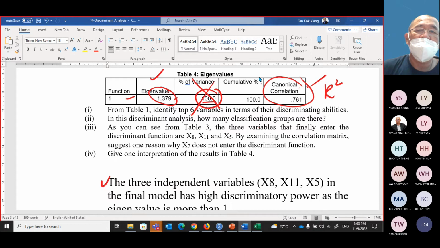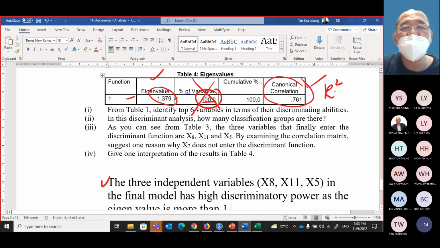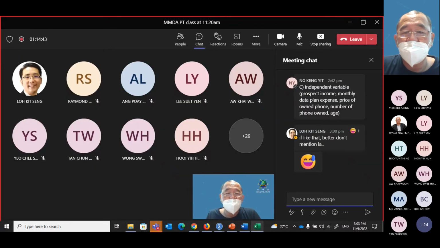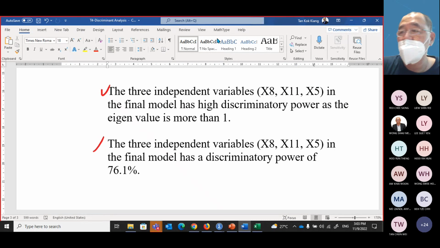So this one can, this one can. If they want 2 reasons or 2 interpretations, you mention 2. If one, either one is okay. So that's it, we are done for the discriminant.